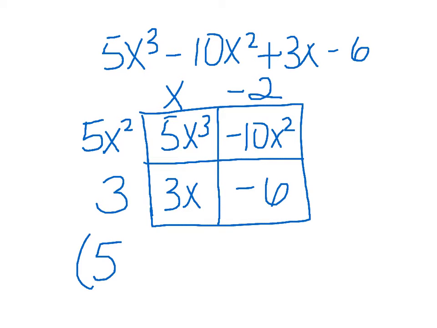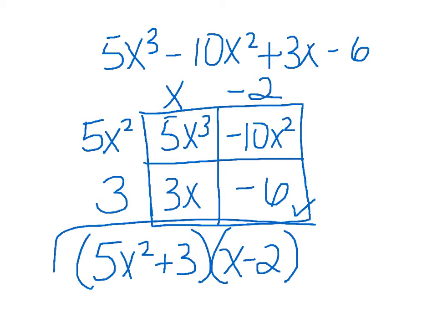If everything works out, so 3 times negative 2 is negative 6, the whole box works out, then my two factors are 5x squared plus 3 times x minus 2.